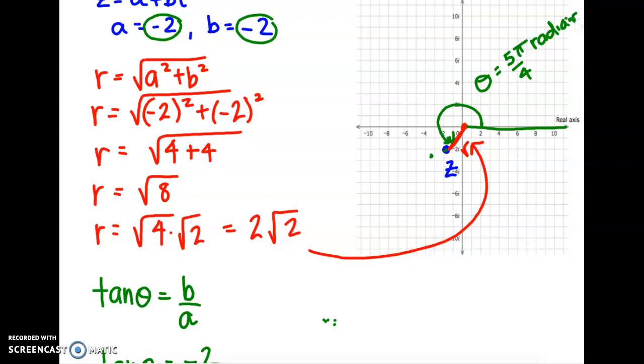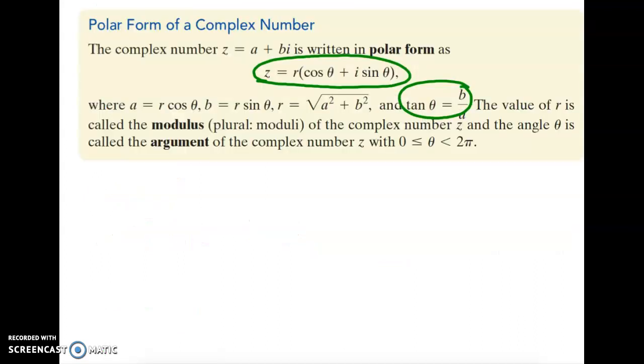The distance we found is your R value, 2 square roots of 2. Now we're ready to go ahead and write it in polar form. So in polar form, we need this green equation. Z equals R times the cosine of the angle plus I times the sine of the angle.